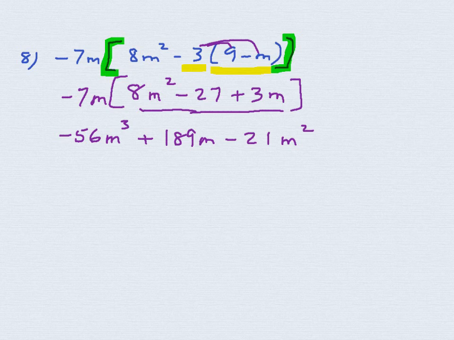This answer, the way that I've written, is acceptable. However, you probably won't see it written like this on a multiple choice answer. The tendency is usually to put them in order from the largest exponent down. So negative 56m cubed would probably come first, minus 21m squared, and then last plus 189m. And those are decreasing order for your exponents.